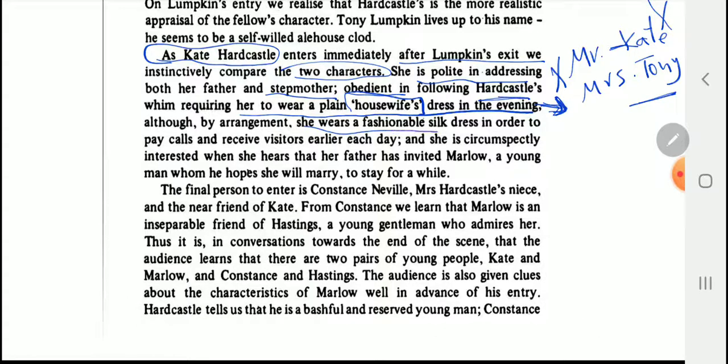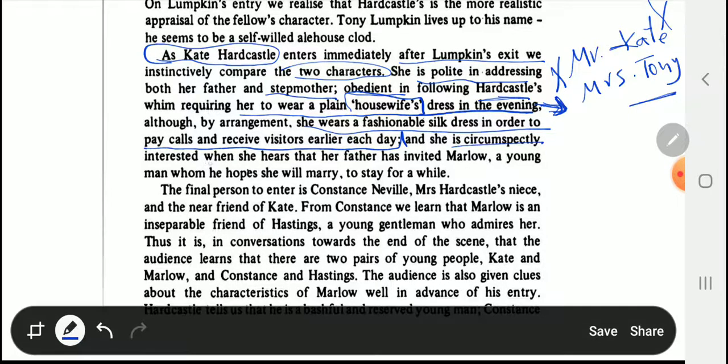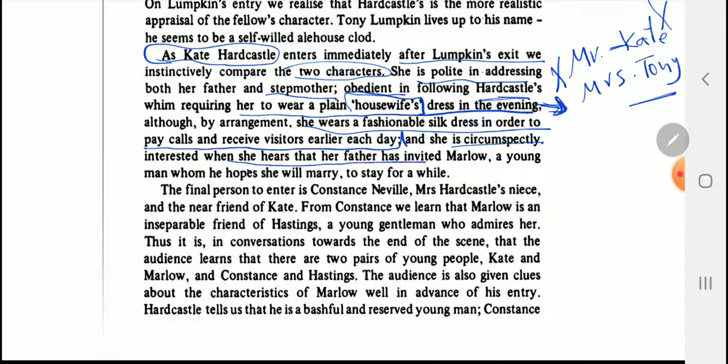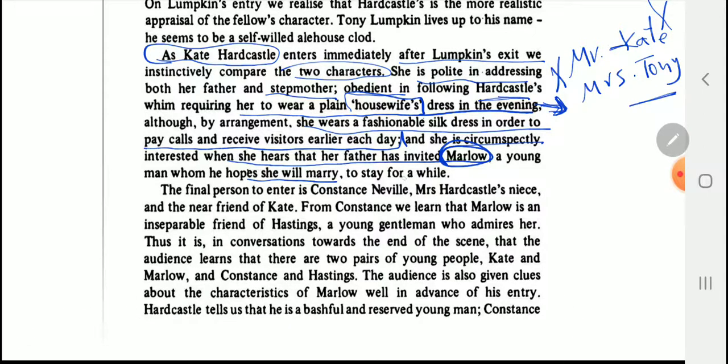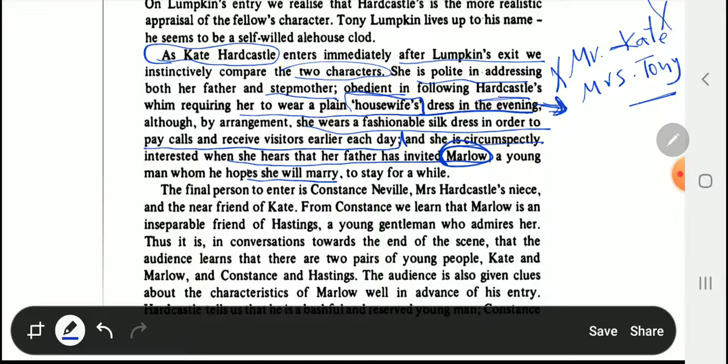She wears a fashionable silk dress in order to pay calls and receive visitors earlier every day, and she is interested when she hears that her father has invited Marlow, a young man she hopes to marry, to stay for a while. So we have this character. We have Kate. She's very obedient and very polite, unlike Tony, who's very, let's say, stupid.